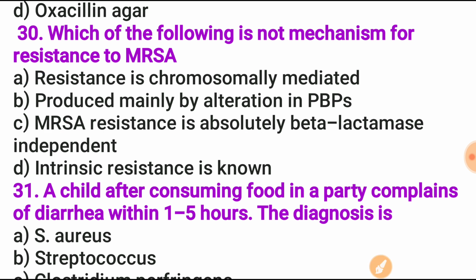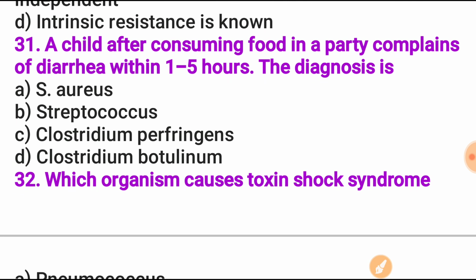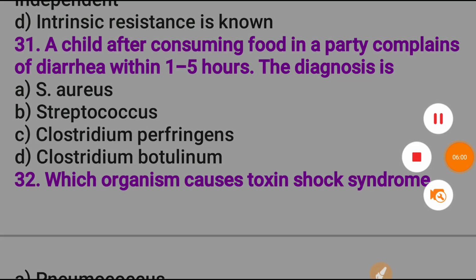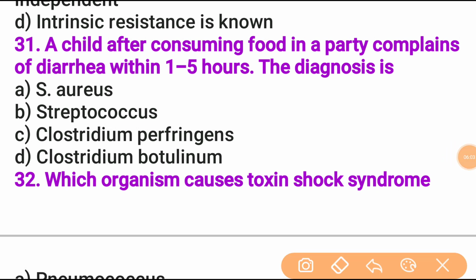Next: a child after consuming food at a party complains of diarrhea within 1 to 6 hours. The diagnosis is Staph aureus, Streptococcus, Clostridium perfringens, or Clostridium botulinum. This was already told, it is Staph. So the correct option is Staph aureus. In the 1 to 6 hour range, another organism is also possible, Bacillus cereus. The incubation period for food poisoning is 4 to 6 hours for cereus.